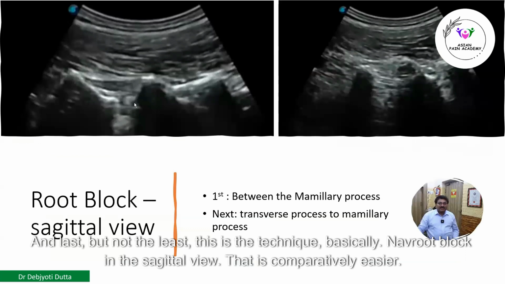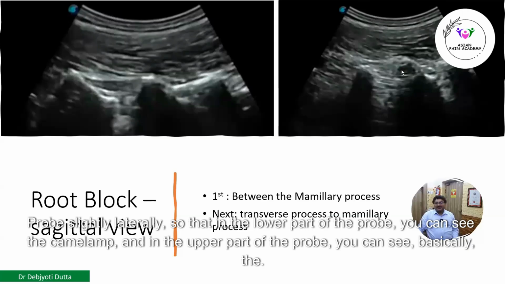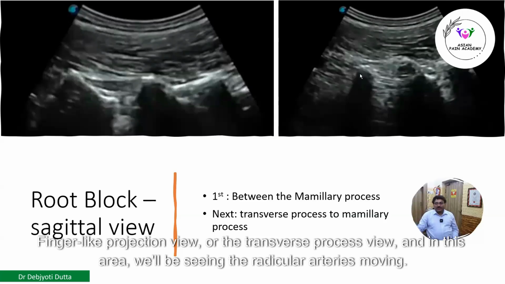That is comparatively easier, so I will show how to do that. Basically, in this picture, you have to tilt the probe slightly, the upper part of the probe slightly laterally, so that in the lower part of the probe you can see the camel hump, and in the upper part of the probe you can see the finger-like projection view or the transverse process view, and in this area we will be seeing the radicular arteries moving.